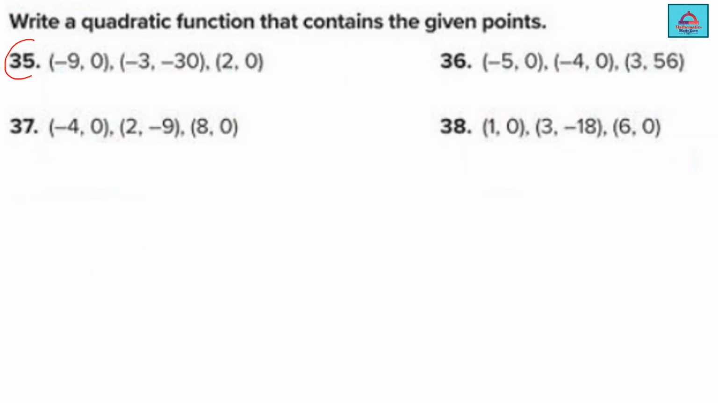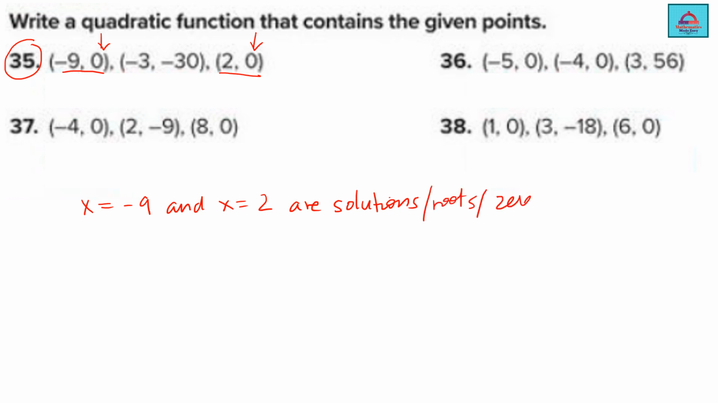Let's solve question number 35. Questions 36, 37, 38 are to be solved in the same way. So you will check your solution. So here if you observe, out of these 3 points, 2 points have y equal to 0. Means these 2 points have x-intercepts -9 and 2. So they are the solutions. So x equal to -9 and x equal to 2 are solutions or roots or zeros of the quadratic function. So we need to find that quadratic function.